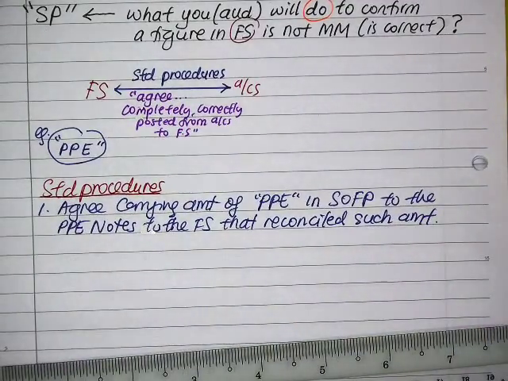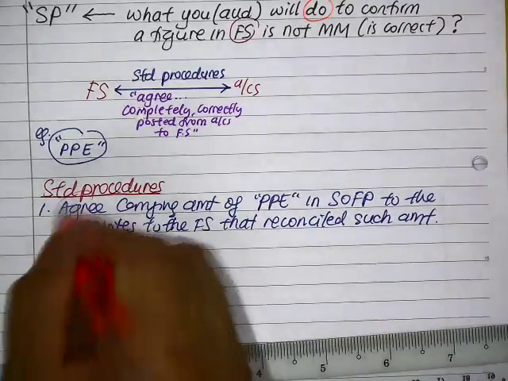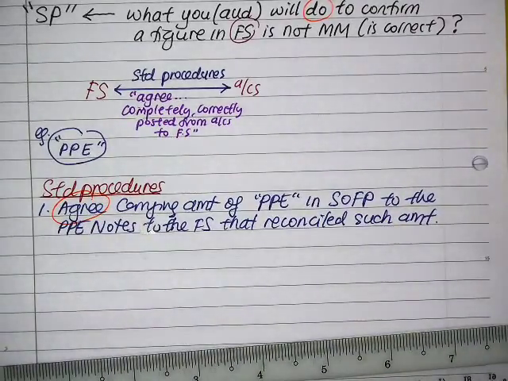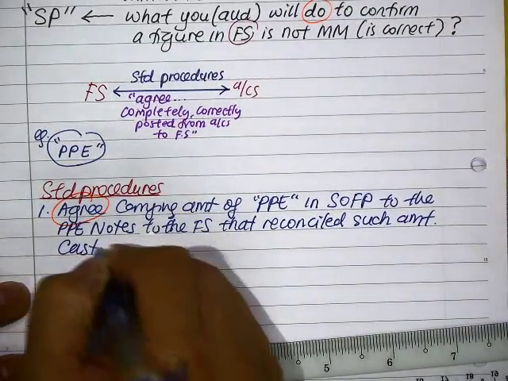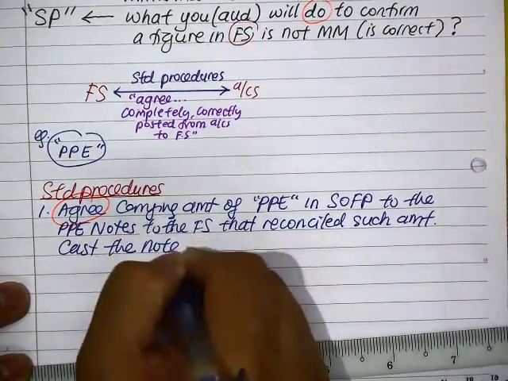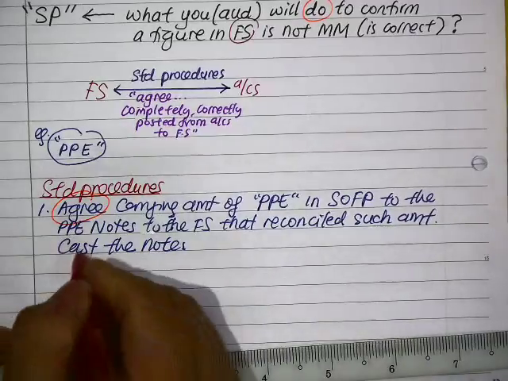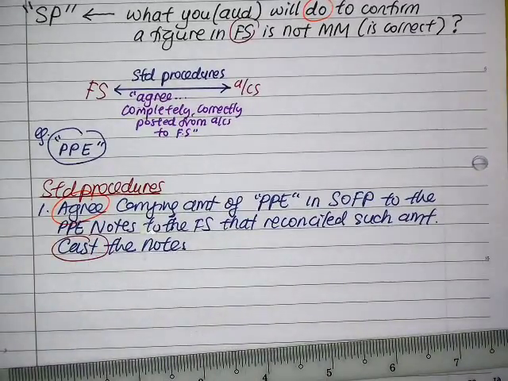Now I use the word agree. That means go and check whether they're the same or not. That's my standard thing. And not only that, I have to cast the note. That means I must add up, to see that mathematically the figures are correct. That's my standard procedure.